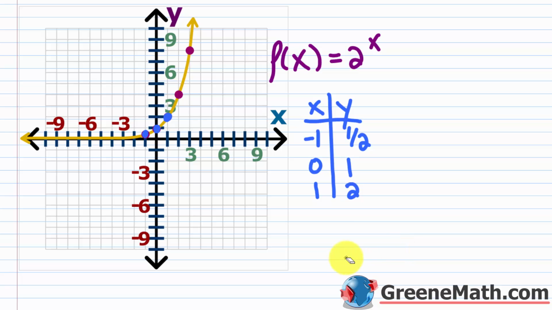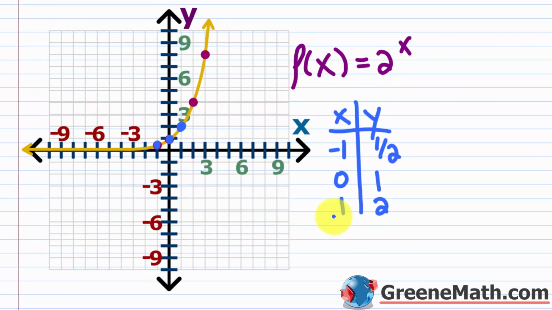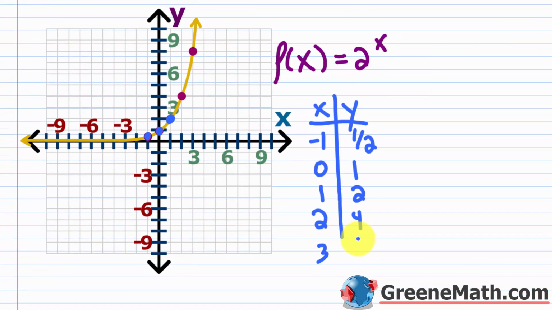You don't need this. You can get rid of this. You're just going to draw it to where it approaches 0 but doesn't touch it. And basically what I would do is get these points here. So just think about the integers that are left. If I go from 1 and go to 2, well, 2 squared is 4. And then I would go to 3. 2 to the 3rd power is 8. So that's enough for this guy.